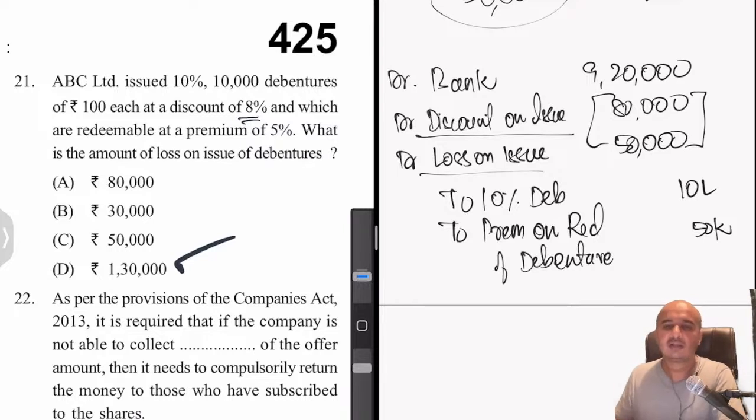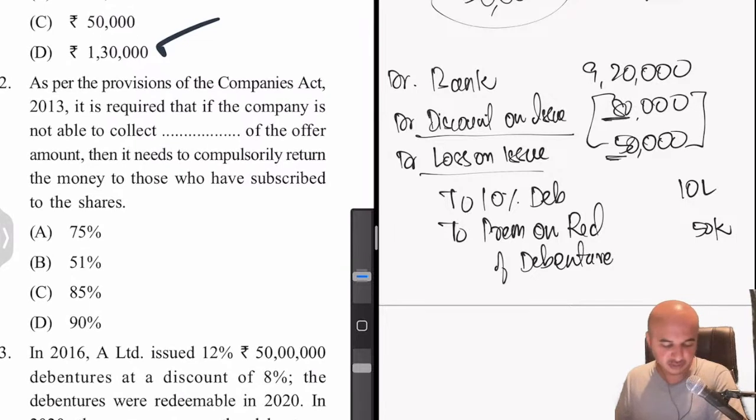Can't help. Let's move on to the next one. So now, if at all you get such a question, please treat discount also as loss. That is my whole point here. Discount is 80, loss is 50. Both put together will be 1,30,000. Consider that itself as loss. In the exam, we'll have to do that if we have to get marks. Let's move on to the next one.